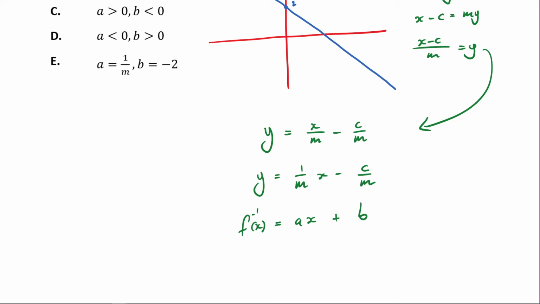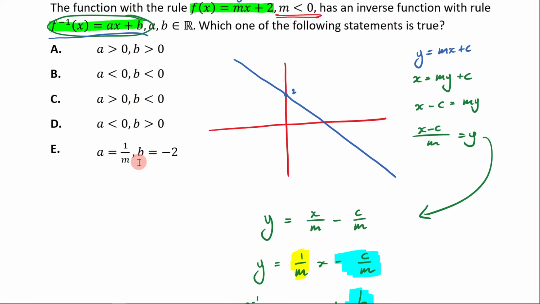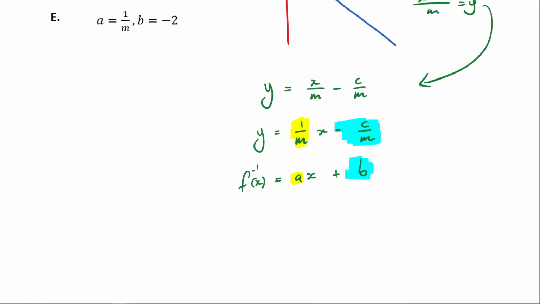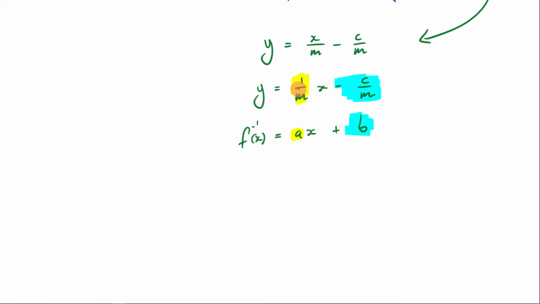So as you can see, if I just grab out a highlighter here, 1 on m is my a value, and then negative c on m is my b value. And I now need to figure out which of these are going to be true for it. So let's go through these. Okay, so I have 1 on m is equal to a. Well, I know that m is less than 0, right? Because we were told that at the very beginning, that m is less than 0. Therefore, a has to be less than 0, because 1 divided by a negative number is a negative number. A is less than 0.